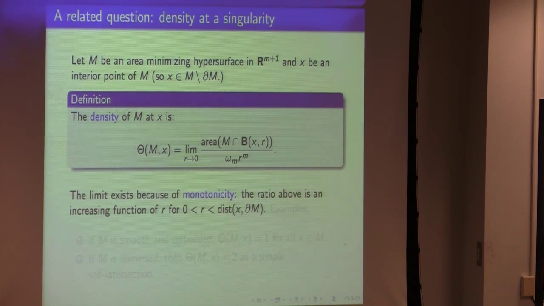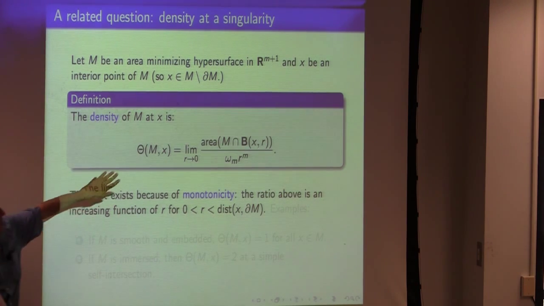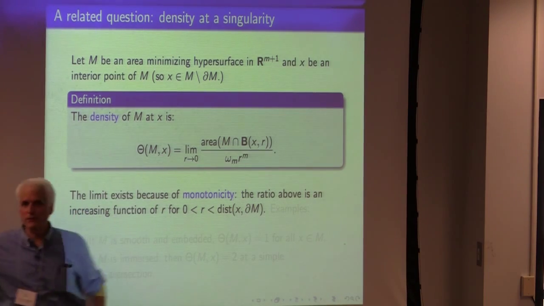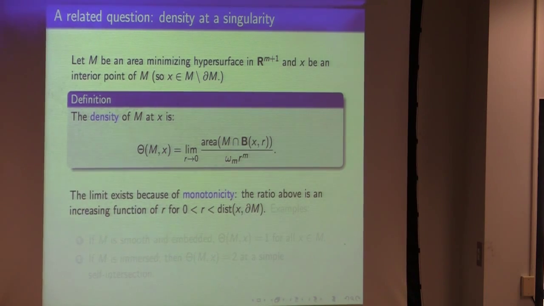And, of course, in general, if you're talking about general objects, you don't know the limit exists. You might have to take a lim sup or a lim inf. But for minimal surfaces, there's a monotonicity formula that says this ratio is an increasing function of r. So therefore, the limit definitely exists, and that's defined to be the density of M at the point x.